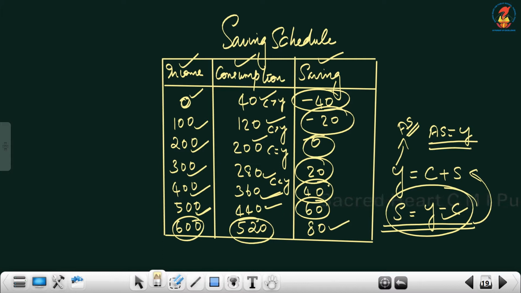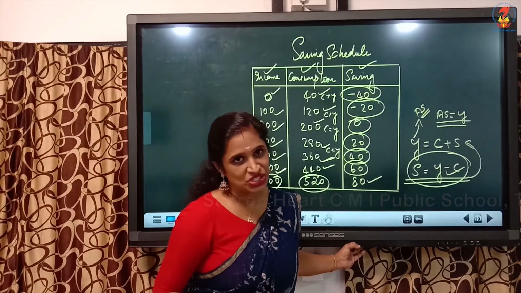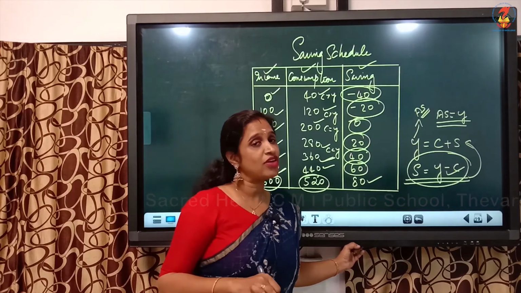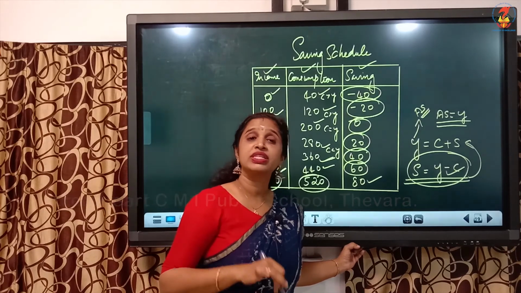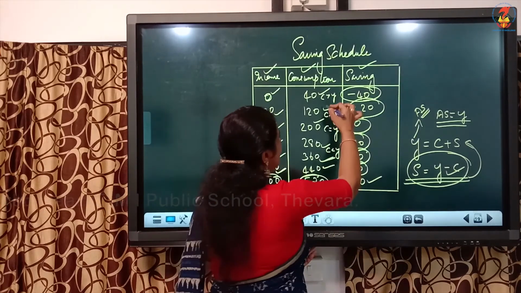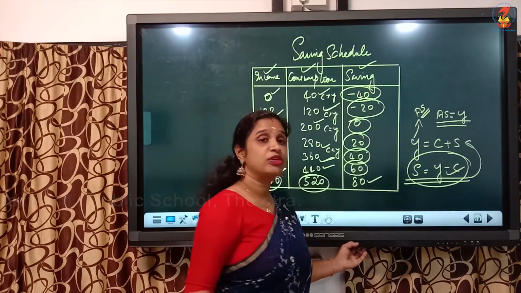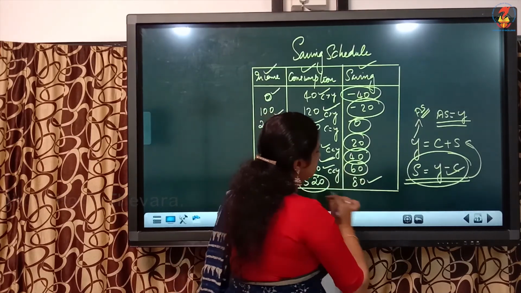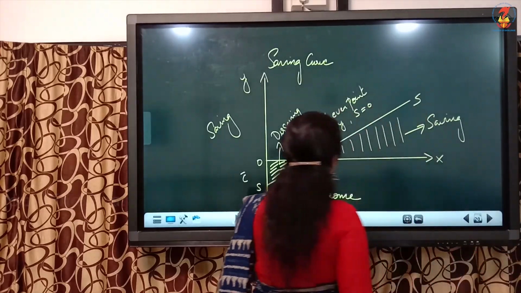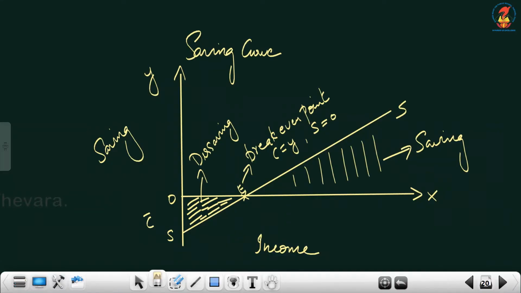So you have the saving values as negative, 0 as well as positive. You have the saving value as 0 when income is equal to consumption. You have the saving value as a negative value when consumption is greater than income. You have the positive value of saving when consumption is less than income. Now with this we can draw the saving curve.